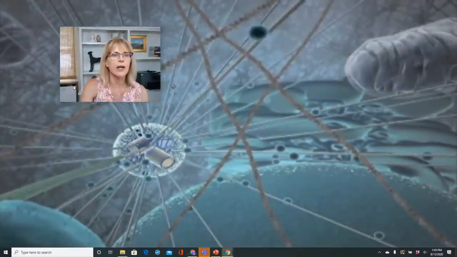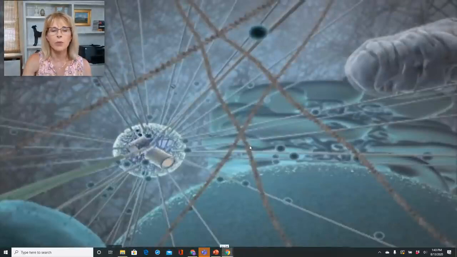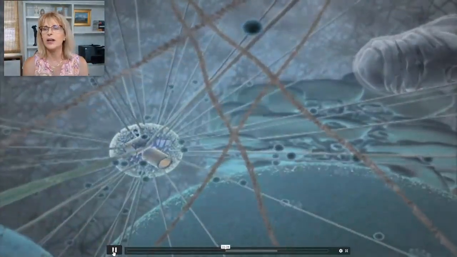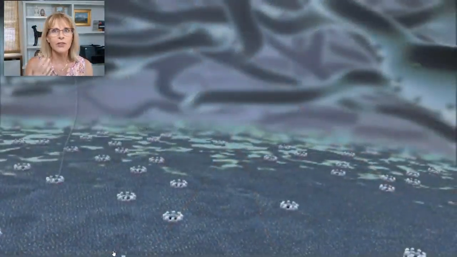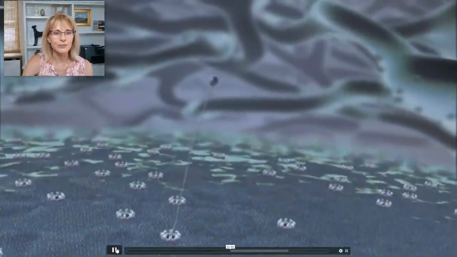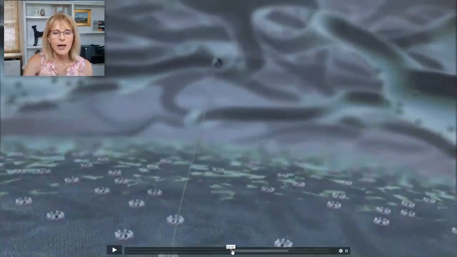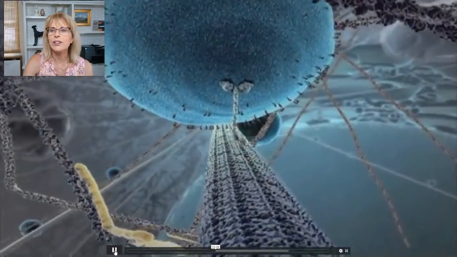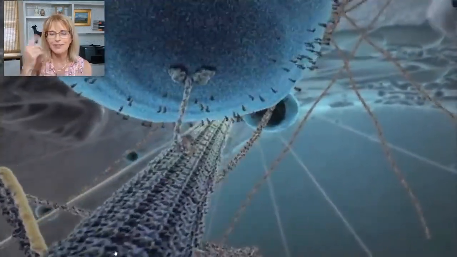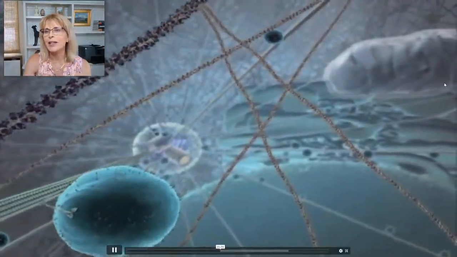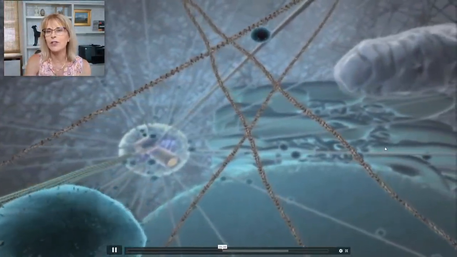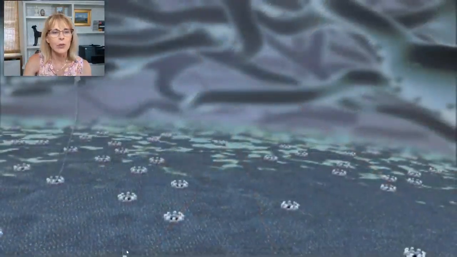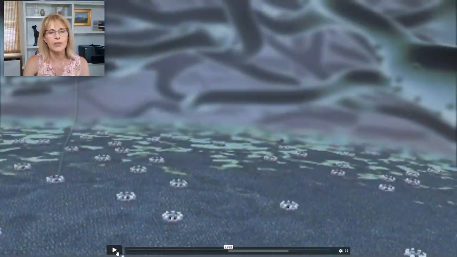This guy in the upper right-hand corner here, that is a mitochondrion. Let's go back and look at him again. Mitochondria are descendants of ancient bacteria. And so you can see that descendant of ancient bacteria moving around inside of your cells by using the cytoskeleton.